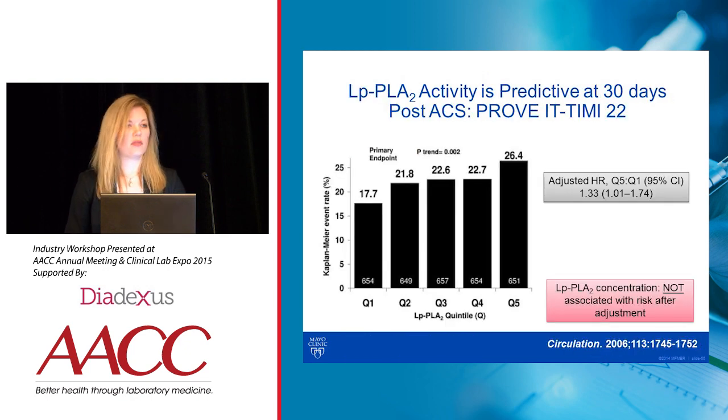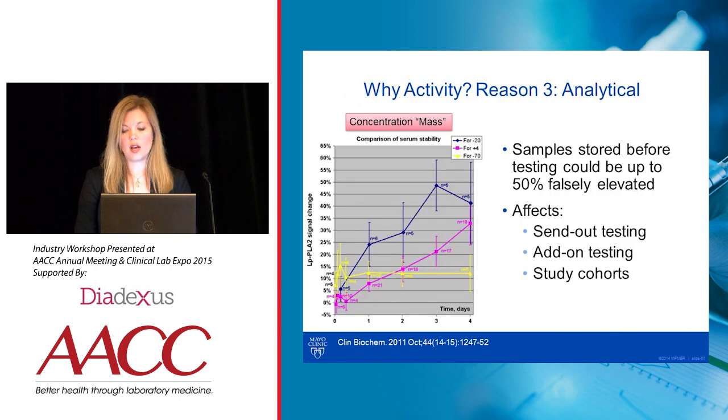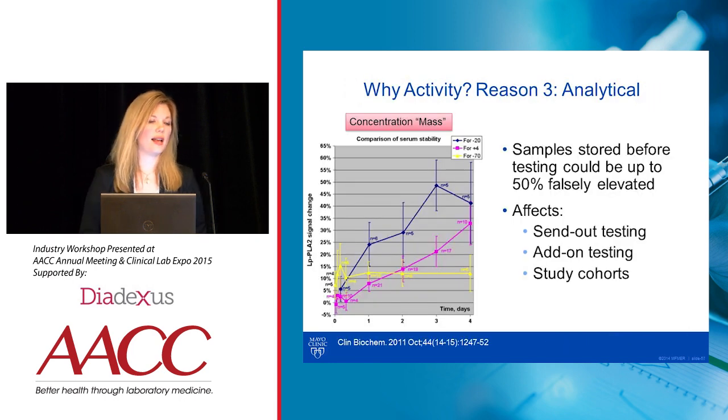And then in a secondary prevention cohort, this is a patient population at least 30 days post-ACS, the activity assay, as shown in the graph here, shows an increased hazard ratio with increasing quintile of LP-PLA2 activity, whereas in this particular study, again, LP-PLA2 concentration was not significantly associated when adjusted for other risk markers. So those are the clinical reasons. The last reason I want to touch on is an analytical reason that you may not be aware of.